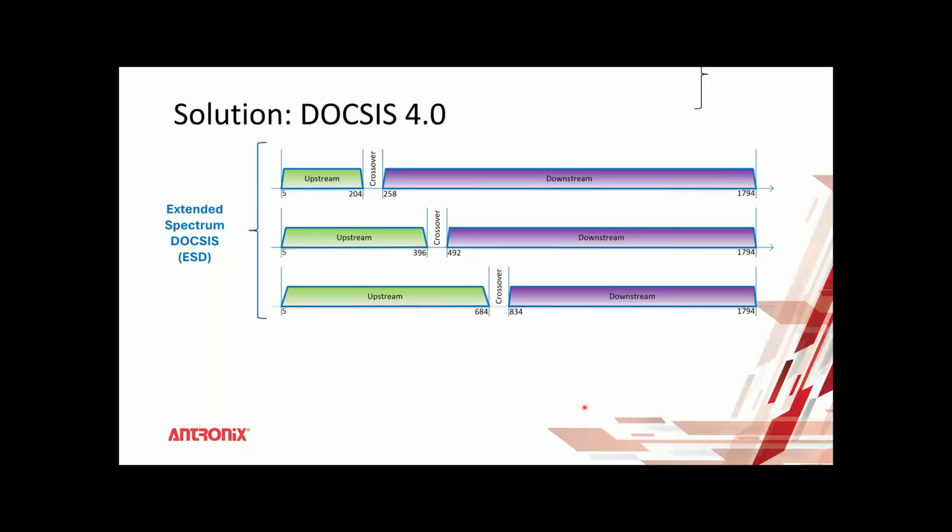So there are two main solutions for DOCSIS 4.0. So DOCSIS 4.0 is helping us solve this bandwidth constraint. One of the solutions within DOCSIS 4.0 is called extended spectrum DOCSIS. And that's pretty much using the same frequency division duplex, FDD, but extending the frequency band from 1.2 out to about 1.8 gigahertz. It's actually 1794 megahertz. So as you increase that bandwidth, you are increasing that downstream.